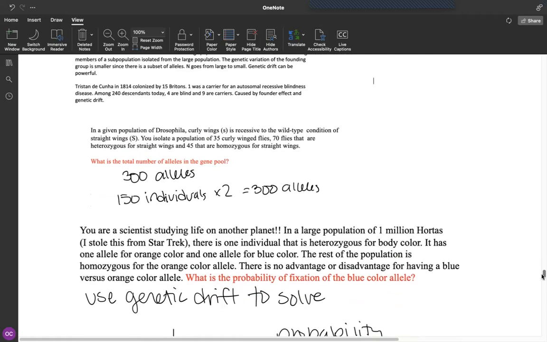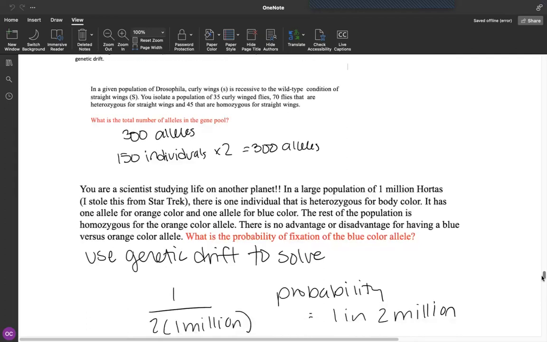And the example we talked about was this colony of 15 Britons in 1814. One of the individuals was a carrier for an autosomal recessive disease causing blindness. Even today, among 240 descendants, 4 are blind and 9 are carriers. So this was caused by the founder effect and genetic drift. So we still see these alleles within this population.